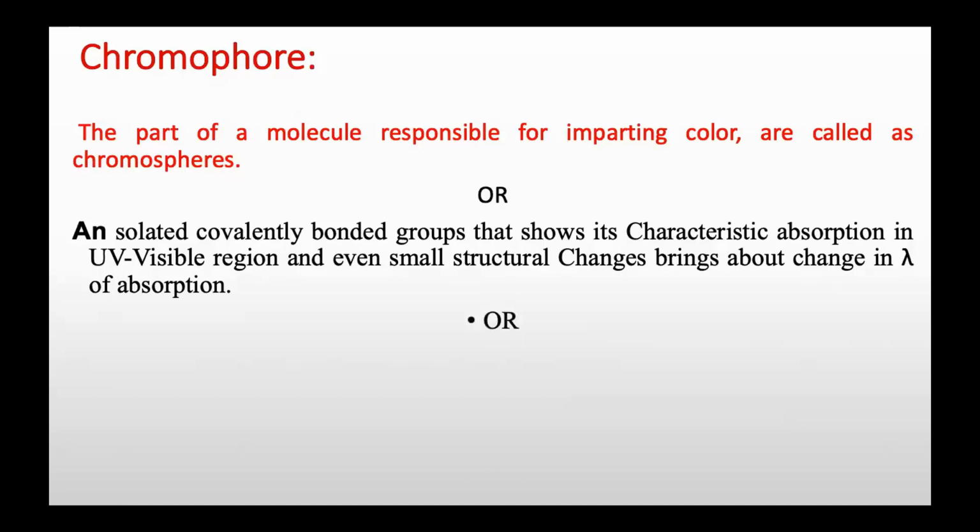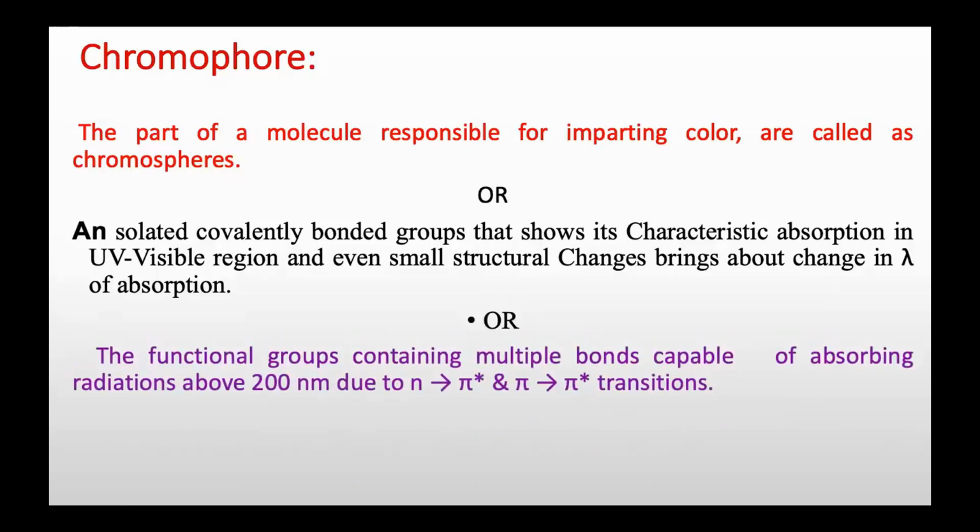Or in other words, it may be a functional group containing multiple bonds capable of absorbing radiation above 200 nanometers due to n to pi star and pi to pi star transitions. So these are examples of functional groups that are also known as chromophores, like NO2, N double bond O, C double bond O, C double bond N, C triple bond N, C double bond C, and C double bond S.